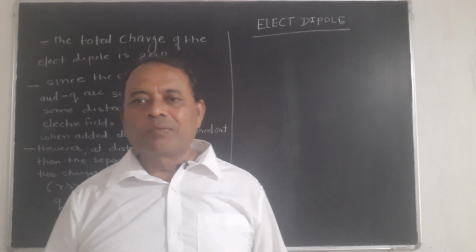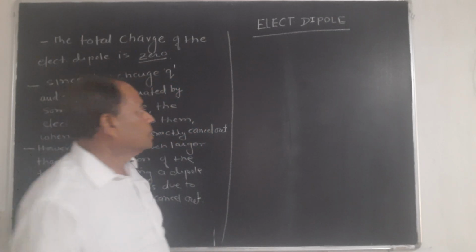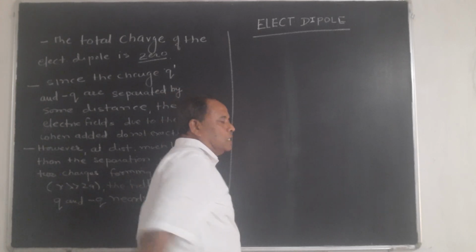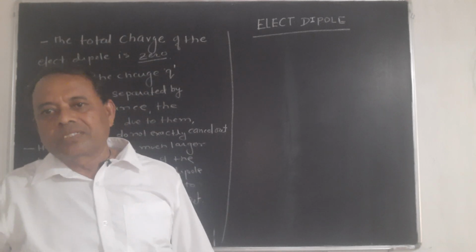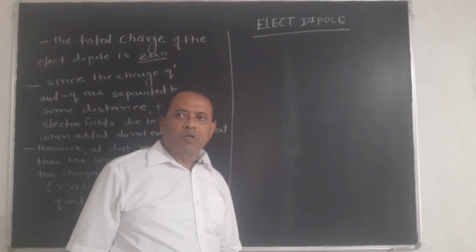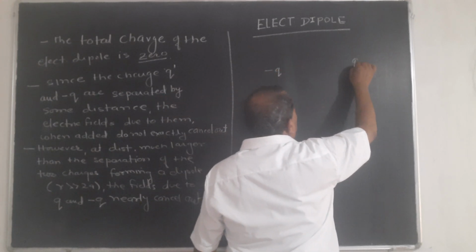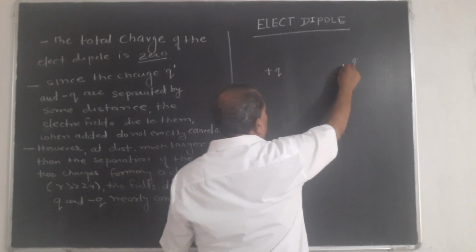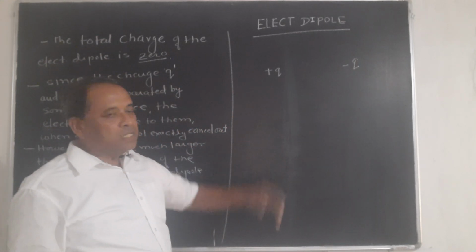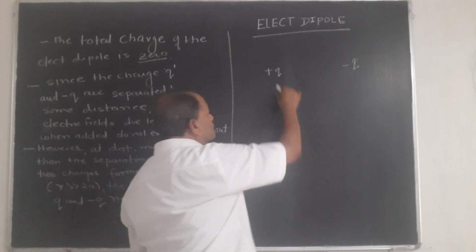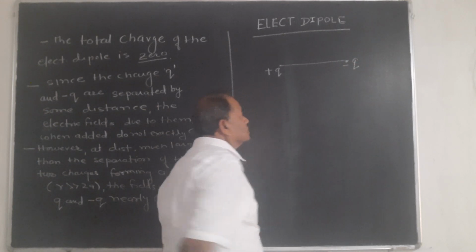Today we are going to study the electric dipole. So, what is a dipole? An electric dipole is two equal and opposite charges separated by a small distance. These are the two equal and opposite charges separated by a small distance. This is called the electric dipole.